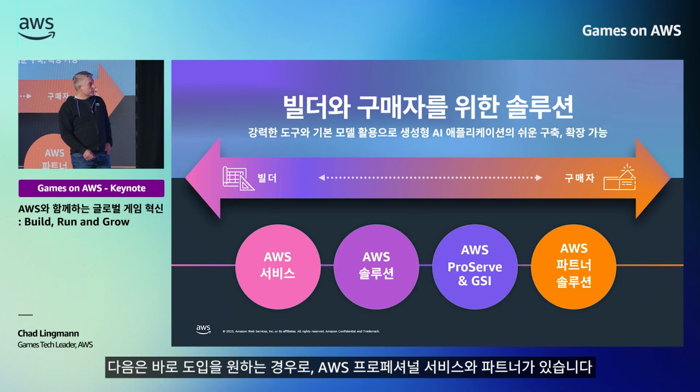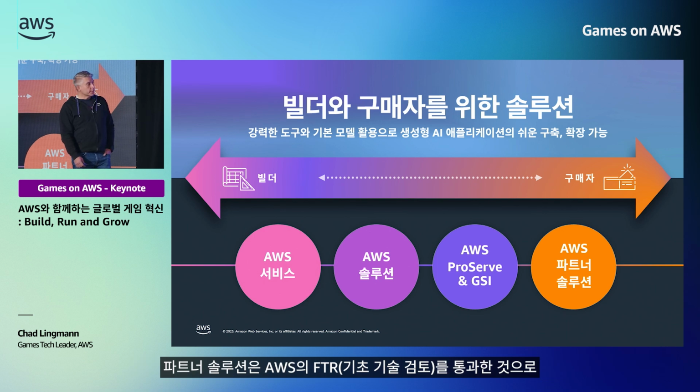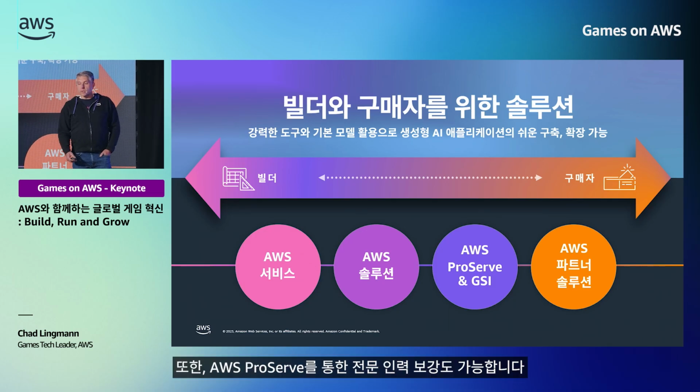Now, for buyers, we have AWS professional services and partners, and they have you covered. They're thoroughly vetted, partner-provided, specialized software services. The partner solutions pass our foundational technical review and are fully maintained and supported by our partners. Now, AWS ProServe can also help augment your workforce.